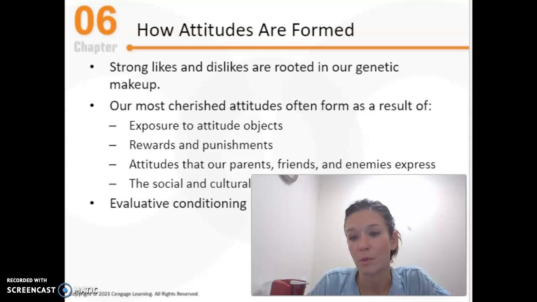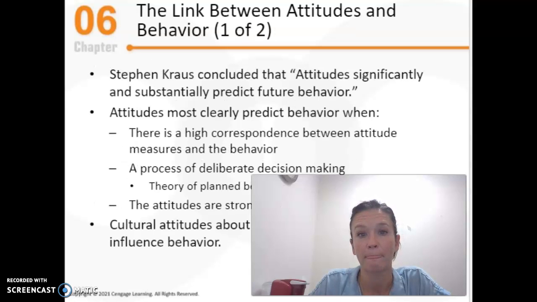Some of it also comes from our parents, our friends, even our enemies. A huge portion comes from the social and cultural context in which we live. Of course, our attitudes are also learned through behavior of those around us. Attitudes in general reflect our behavior.